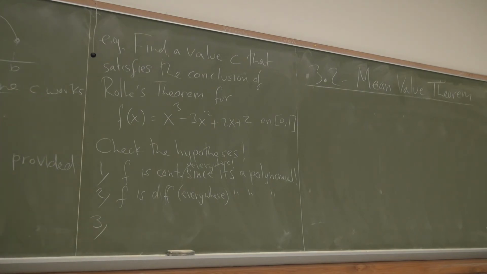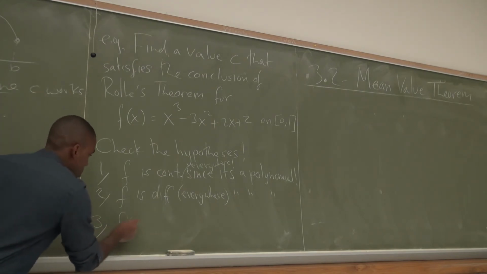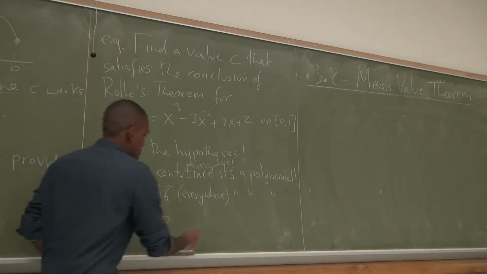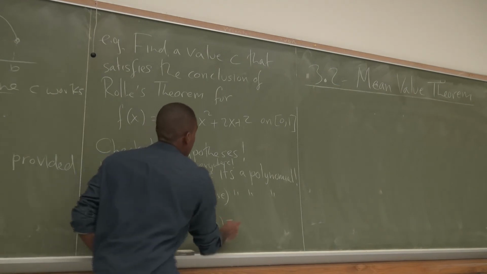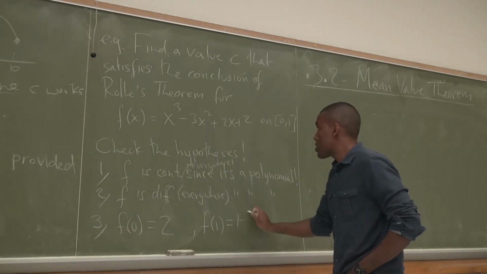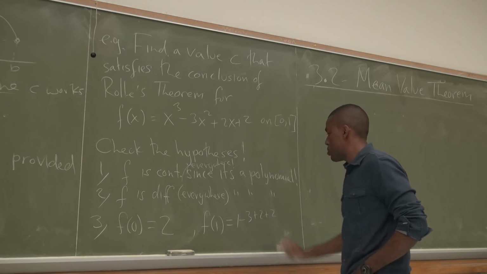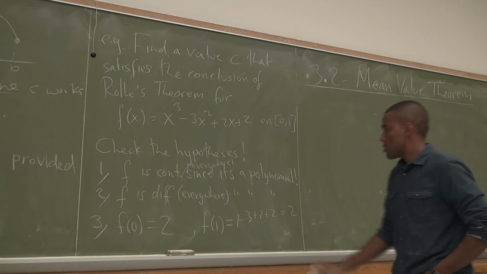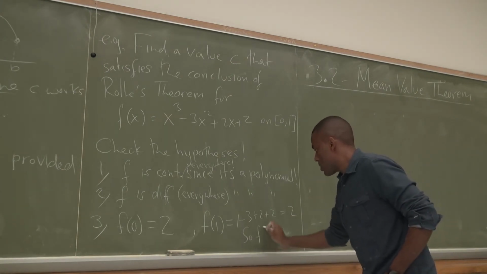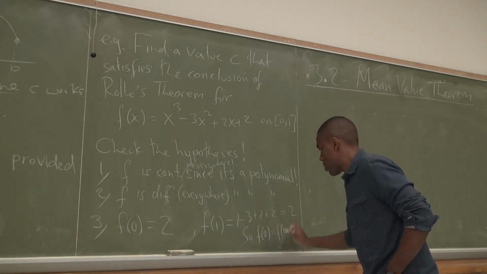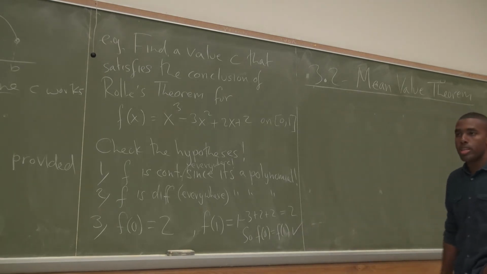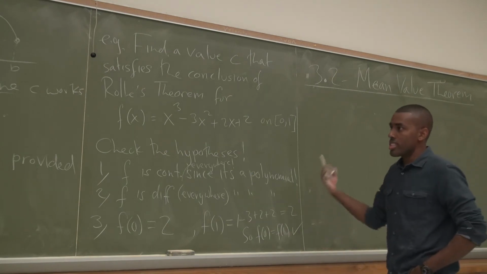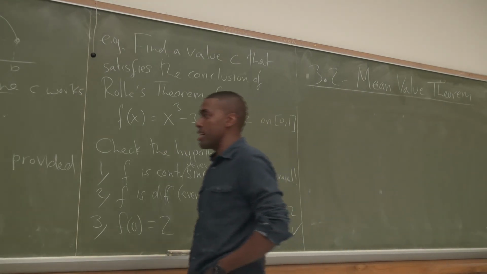Three, check the endpoints, right? If I say f of 0, what do I get? I get 2. If I check f of 1, what do I get? I get 1 minus 3 plus 2 plus 2. That also gives us 2. So f of 0 is equal to f of 1. Check, right? So all three conditions are fulfilled by this function on that interval. So we know there's a c such that the derivative is 0. How do we find that c?